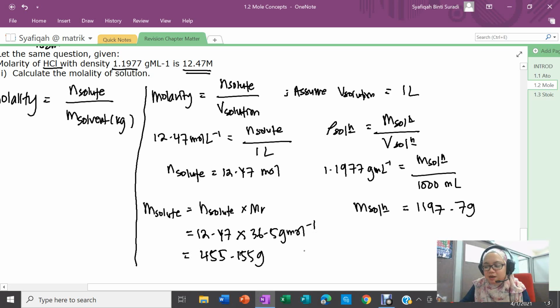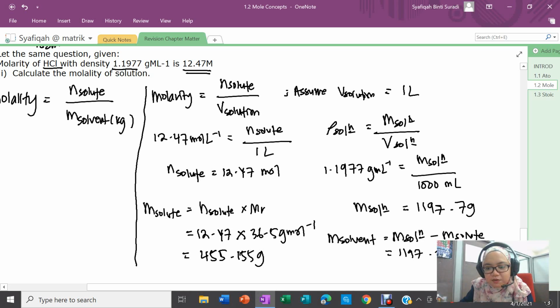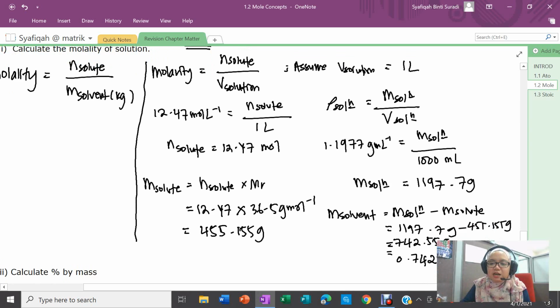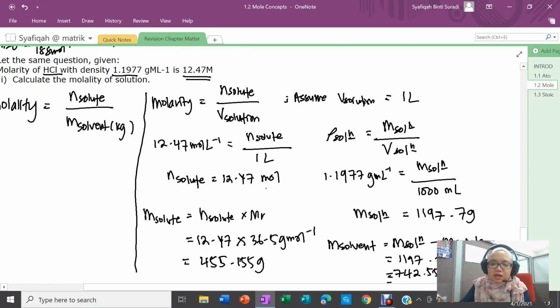Boleh tak cari mass solvent? Boleh. So, kita tahu mass solvent is equals to mass solution tolak dengan mass solute. Okay. So, 1197.7 gram tolak dengan 455.155 gram. So, you will get the mass solvent is 742.55 gram. Tapi kena tukar jadi kg. So, tukar jadi kg jadi 0.7425 kg. So, sekarang ni kita dah ada mass solvent, dah ada mole solute.